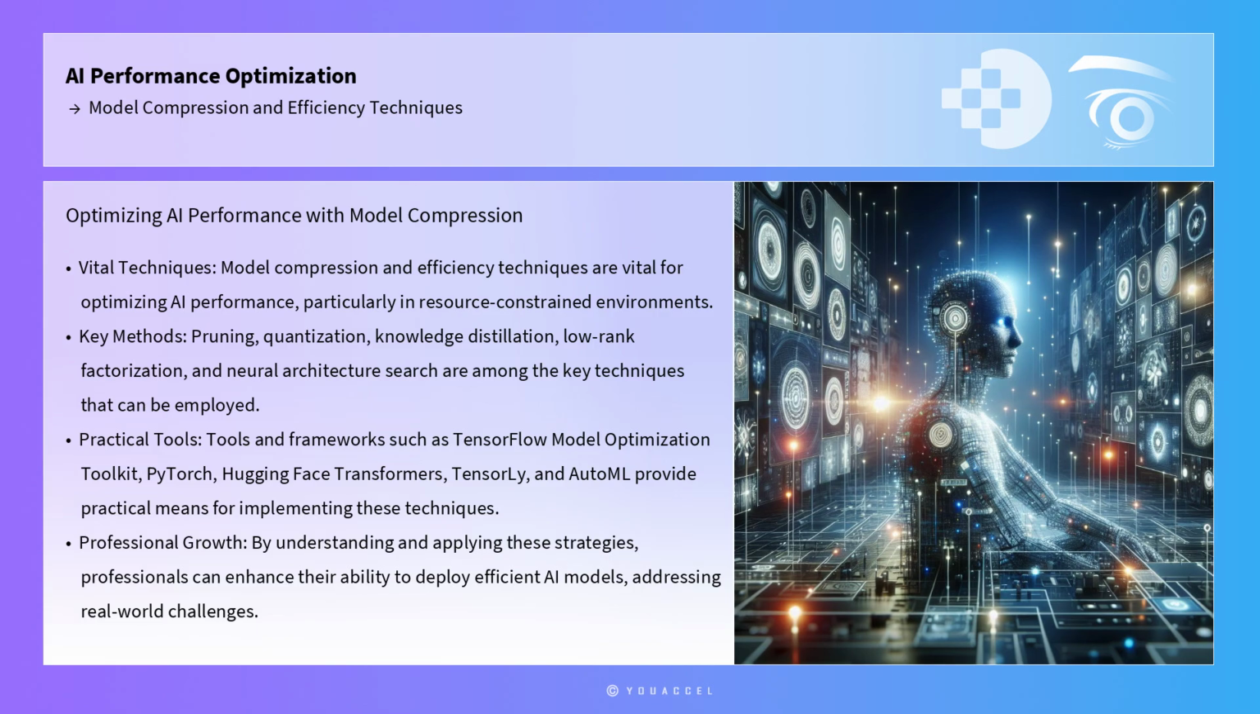In conclusion, model compression and efficiency techniques are vital for optimizing AI performance, particularly in resource-constrained environments. Pruning, quantization, knowledge distillation, low-rank factorization, and neural architecture search are among the key techniques that can be employed to achieve this goal. Tools and frameworks such as TensorFlow Model Optimization Toolkit, PyTorch, Hugging Face Transformers, TensorLy, and AutoML provide practical means for implementing these techniques.